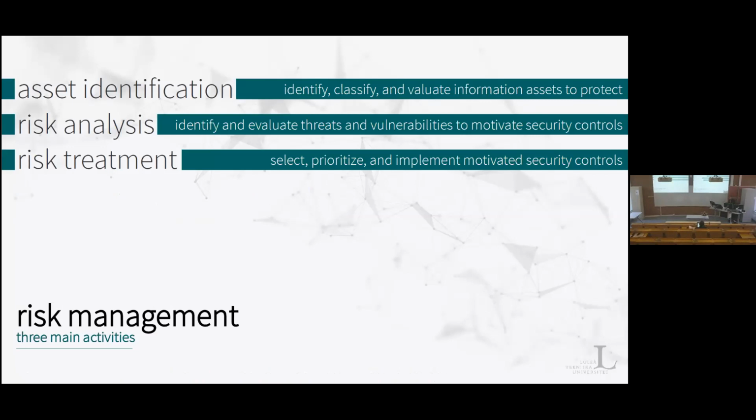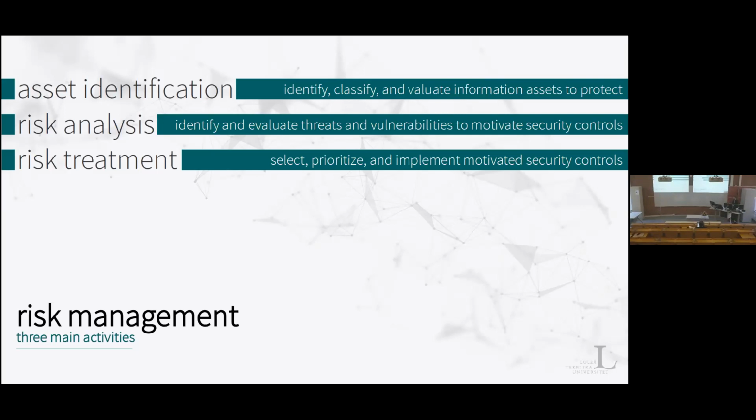You have the asset identification, a little bit what we talked about. Try to identify the assets that we have in our organization. What is important to us? We need to classify them. Is it secret or is it public information? And evaluate it. How important is it to us? If something would happen to these assets, what would be the impact? Because when we know this, we can start to figure out how much it's worth to actually protect them.